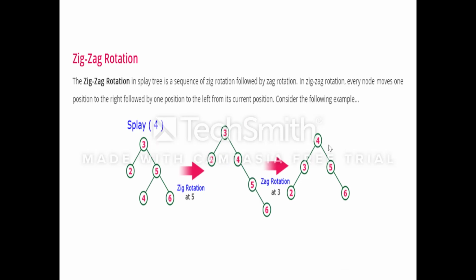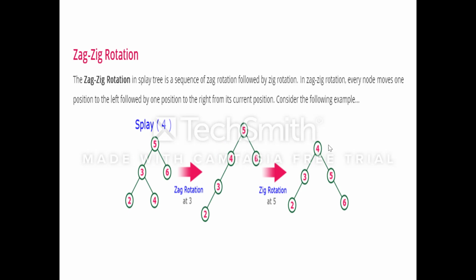So this is zigzag rotation, which is a series of one right rotation followed by one left rotation. Next is zag-zig rotation. It is the opposite of zigzag. So here you will have to first rotate left and then rotate to the right. So it is a series of one left rotation followed by one right rotation.